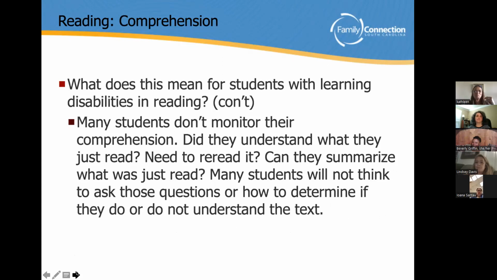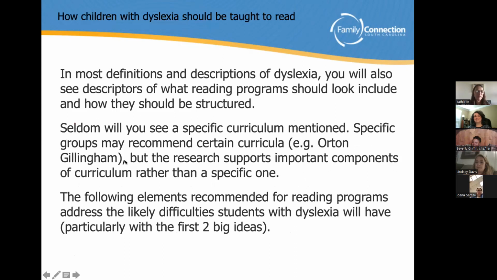Good. Jumping ahead, but that's okay. I can get through this. All right, so how should children be taught to read? Okay, what are some things that we need to know?